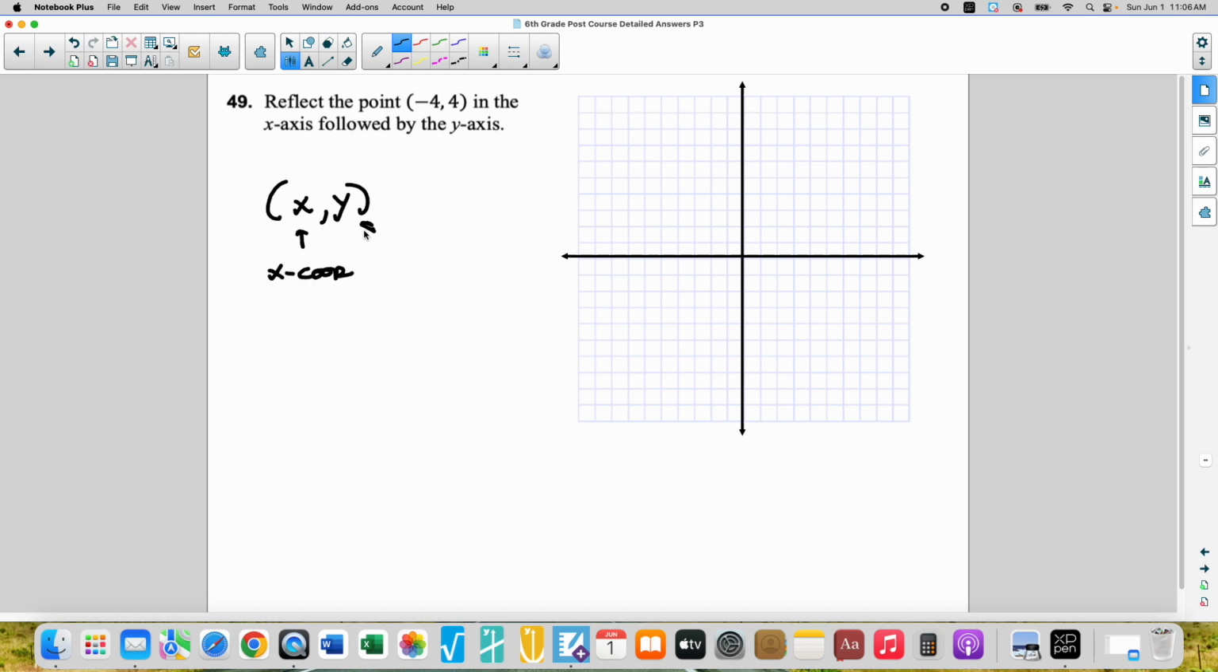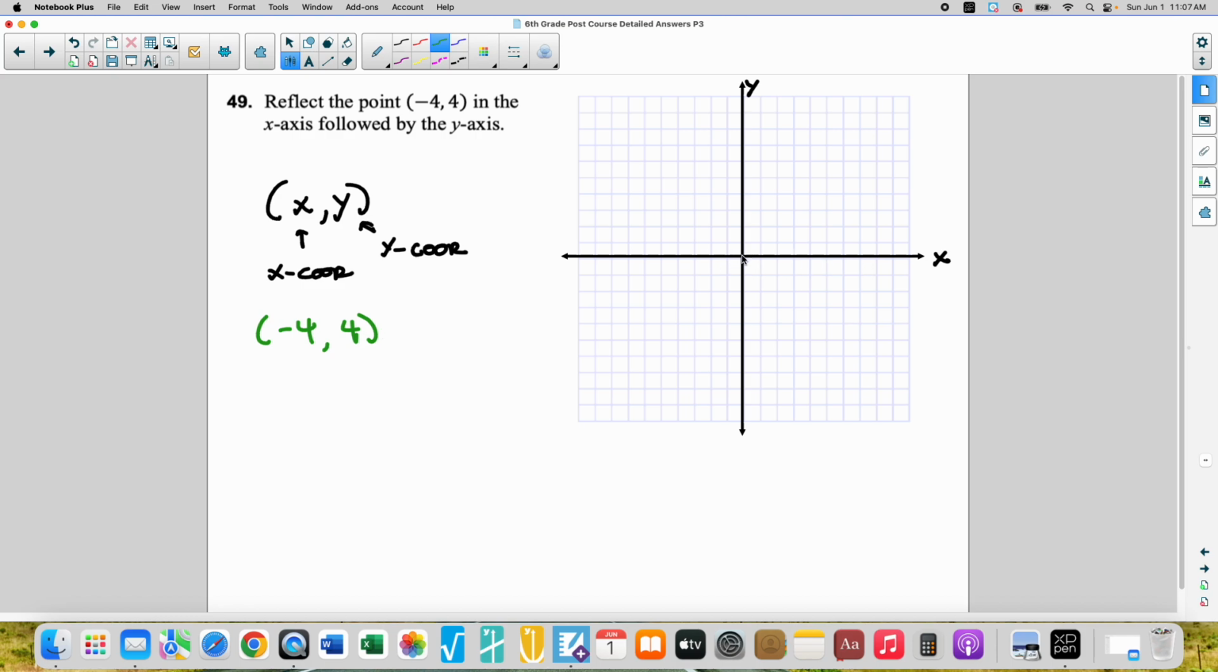And this would be the y coordinate, or the y position. And that is based upon this being the x-axis and this being the y-axis. So if we're going to find this point, negative 4, 4, we have negative 4 on the x value and 4 on the y. So we'll go to negative 4 in the x.